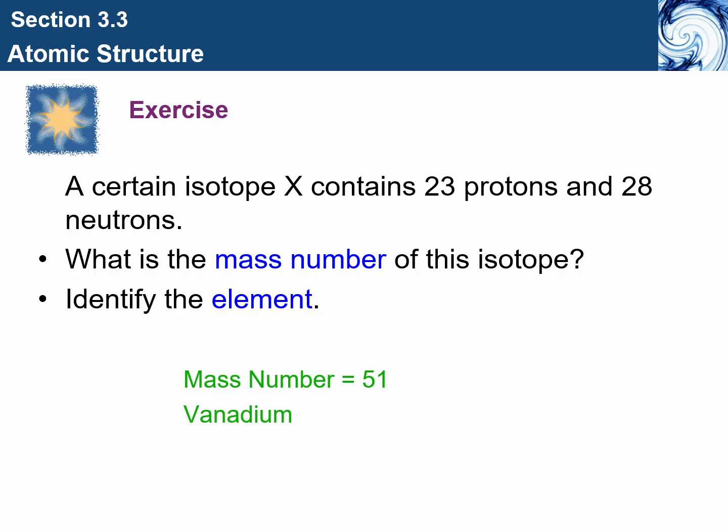Therefore, for this isotope and its mass, the process will always be the same. We use the protons to determine the identity of the element. We add protons and neutrons to obtain the mass number, and then we can subtract the atomic number from the mass number if we need to find neutrons. But in this case, it gave it to us.